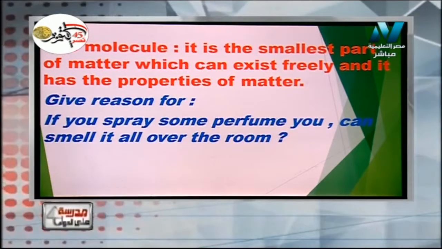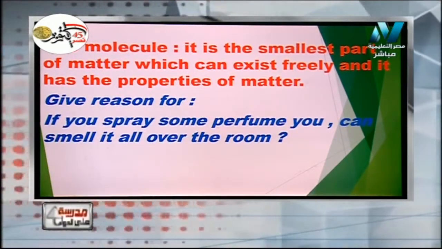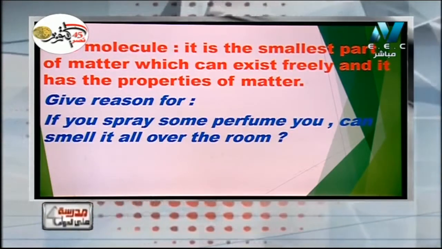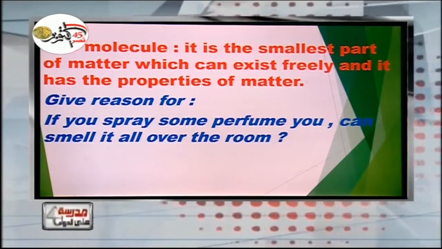Now the question: give reason for, if you spray some perfume, you can smell it all over the room. All of us have these notes. When you spray some perfume, you can smell it all over the room. What does it mean? It means that perfume, as any matter, consists of small particles that are called molecules that spread all over the room. So you can smell these molecules and feel that perfume is spread in all the room. This is a proof for what? That the matter consists of molecules.